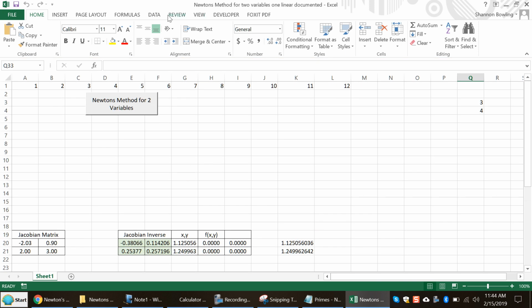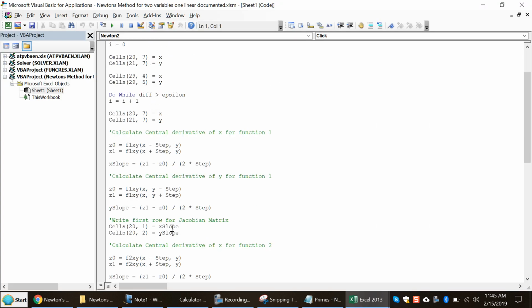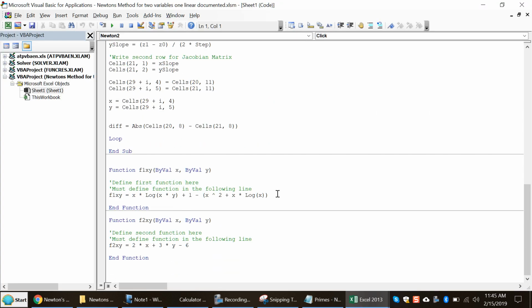So the function that I have is these two functions right here. This function, and I just have a linear function. Okay, so basically I have x times the log of xy plus 1 minus x squared plus x times the log of x. So basically I have these two simultaneous equations.